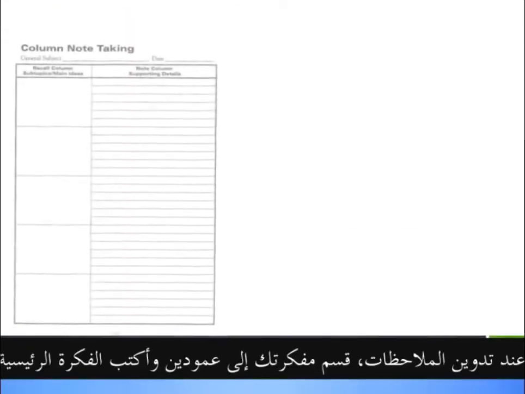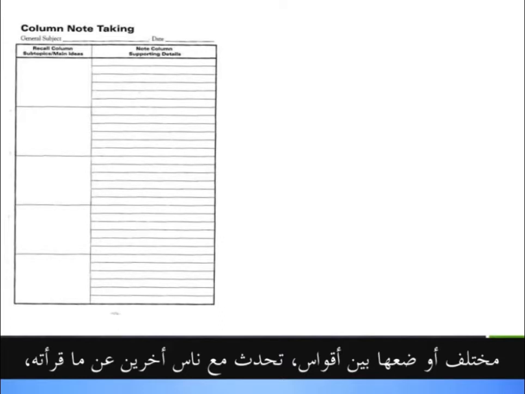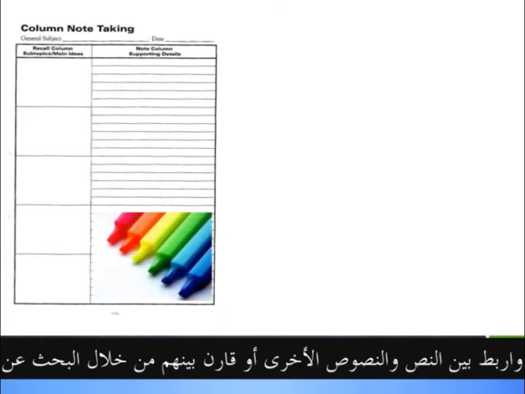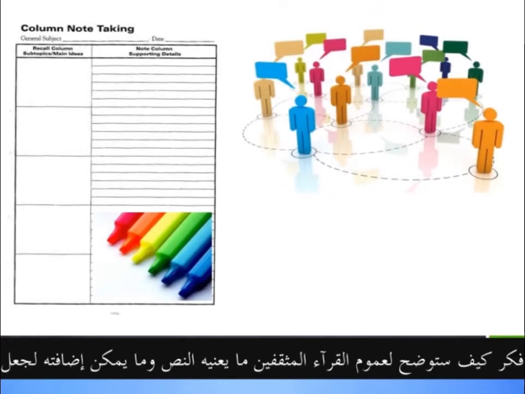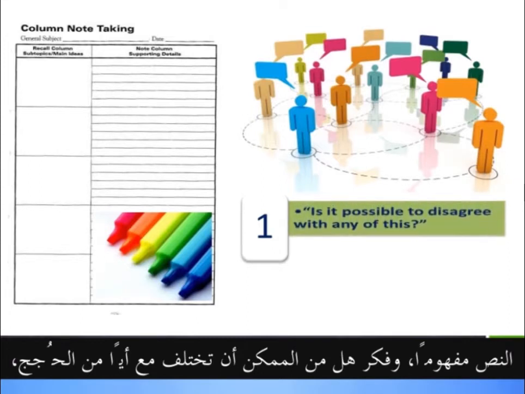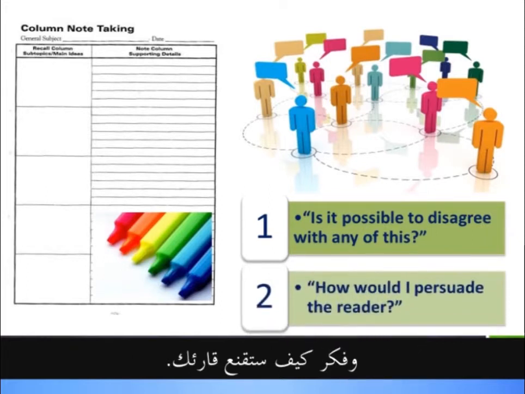When you take notes, divide your notepad into two columns. Jot down the main ideas in the left-hand column and the supporting comments in the right-hand column. Add your own comments in another color or in brackets. Talk to other people about what you've read. Relate and compare the text to others by looking for similar or contrasting themes. Think of how you might explain what the text means to a general educated reader. What would you have to add to make it intelligible? Think about whether it's possible to disagree with any of the arguments. And think about how you can convince your reader.